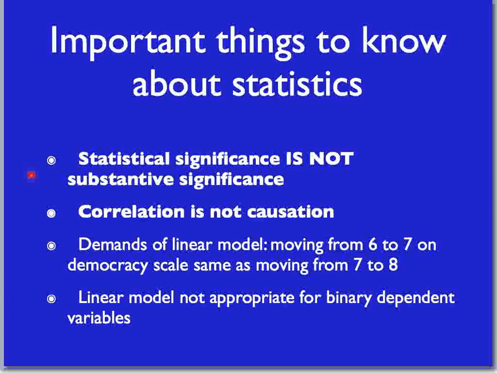Another thing that's important to remember is that a linear model is not appropriate for binary dependent variables. So if there's only 2 values a variable can take, like 0 and 1, you shouldn't use a linear model. So that's another thing to look out for. If you see someone seems to be using the kind of regression I've described today to explain something that only has the values of 0 or 1, they're probably not doing it right.